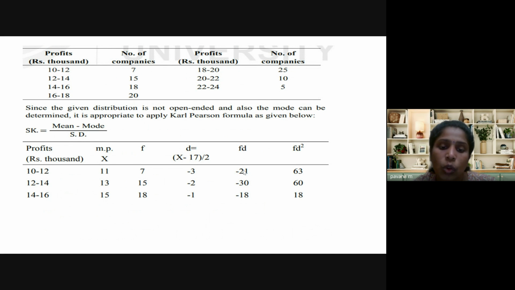So D is equal to (x minus 17) by 2. Now calculate the D value for each and every observation. For the first observation, 11 minus 17 is minus 6, by 2 is minus 3. Next, 13 minus 17 is minus 4, by 2 is minus 2. 15 minus 17 is minus 2, by 2 is minus 1.